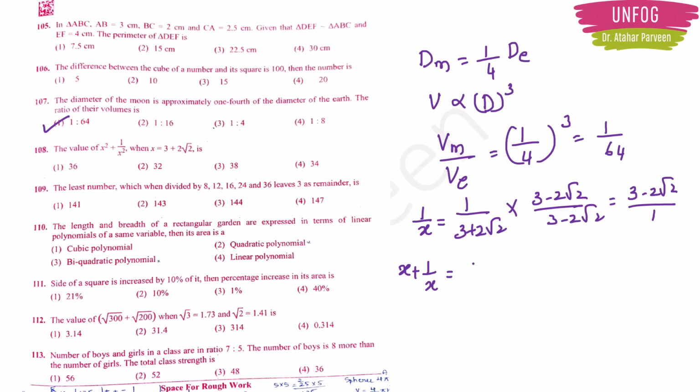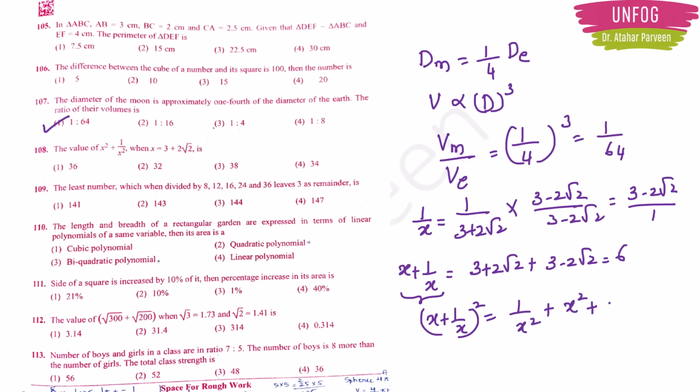So I will take x plus 1/x. So this one now will be equal to 3 plus 2 root 2 plus 3 minus 2 root 2. So this will give me 6. Now what I will do? I will do squaring. So if I square, I'll get x plus 1/x whole square is equal to 1/x square plus x square plus 2, right? So this thing is 6.